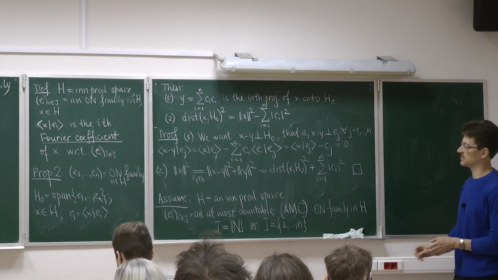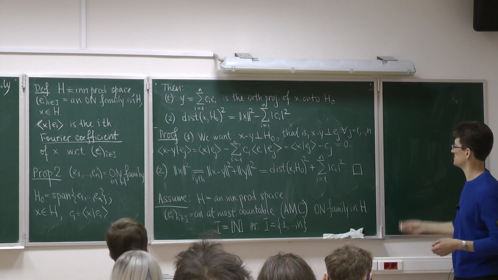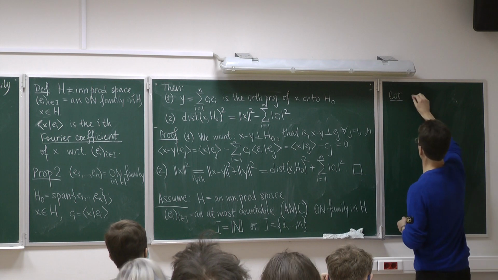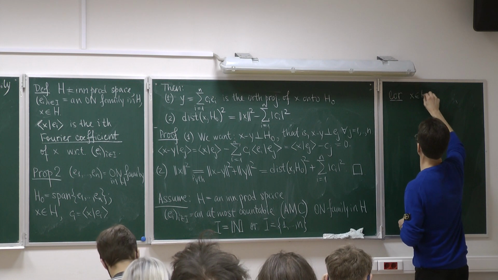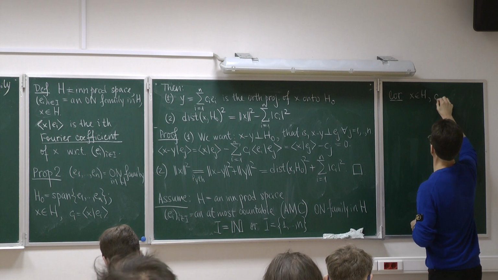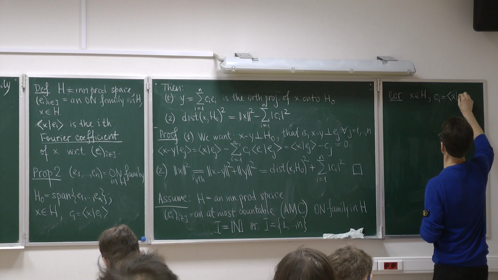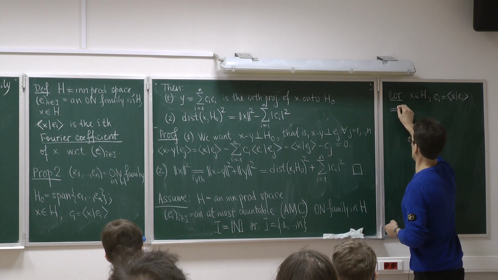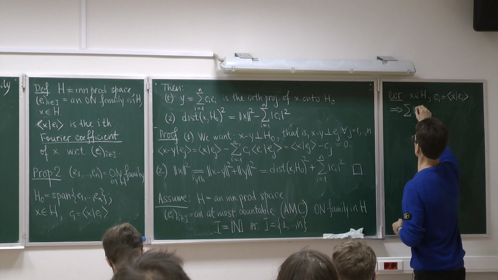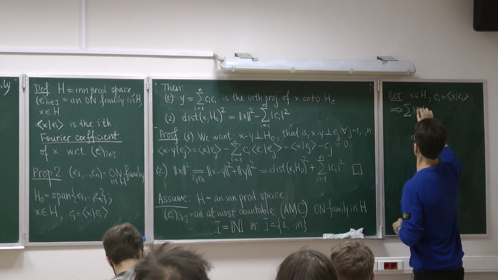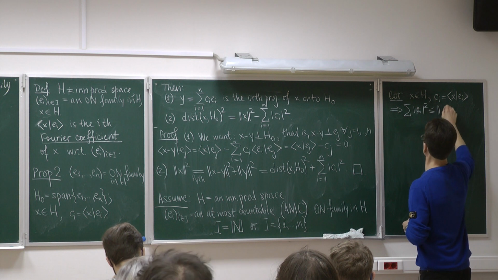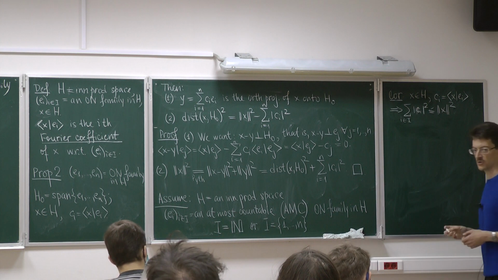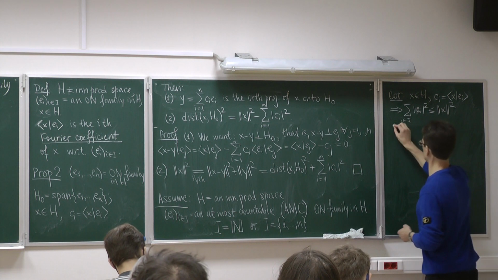We now have the following simple but useful corollary of the previous proposition. If X is an element in H, and if Ci is the ith Fourier coefficient of X with respect to this family, then the following inequality holds. And this is the so-called Bessel's inequality.